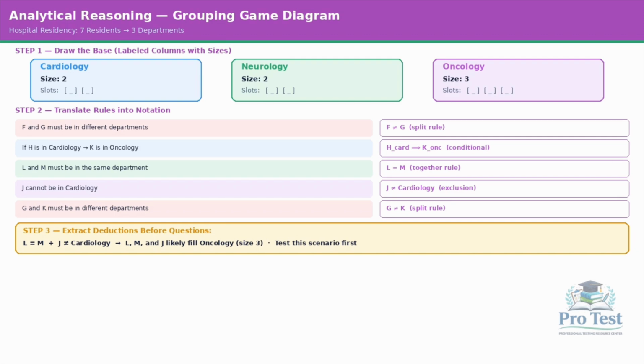Step 3. Combine conditionals. If you know the contrapositive of each rule, you can chain them to find hidden deductions. The contrapositive of H card implies K onc is not K onc implies not H card. Step 4. Look for entities forced into a specific group by the combined effect of rules. These are your deductions. Write them directly onto the diagram as fixed facts before the questions begin. Every question you answer draws from this diagram, not from rereading the rules.